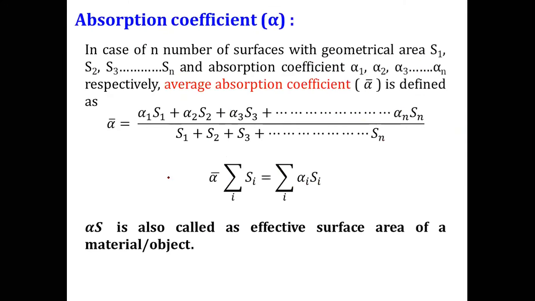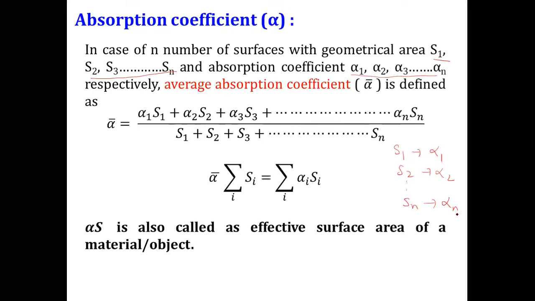So now if you have a large number of objects, for example in a classroom you have a whiteboard, you have a large number of students, and you have tables, let's say your notebooks, you have walls, floor, ceiling, maybe some curtains, you have windows, right? So in that case everything has an absorption coefficient. Let's say there are n surfaces in the room, which are S1, S2, S3, up to Sn. Now, each surface will have a different absorption coefficient, so let's say the absorption coefficients are alpha 1, alpha 2, alpha 3 up to alpha n. So S1 has an absorption coefficient of alpha 1, S2 has alpha 2, and so on. The nth surface has an absorption coefficient of alpha n.